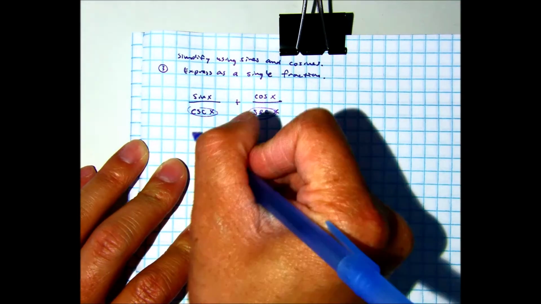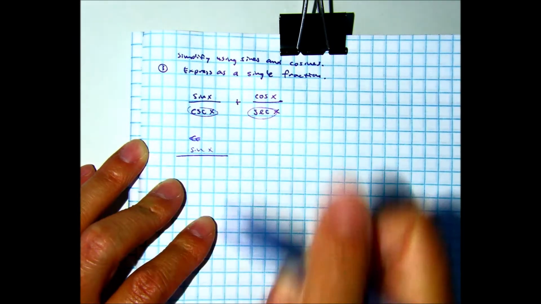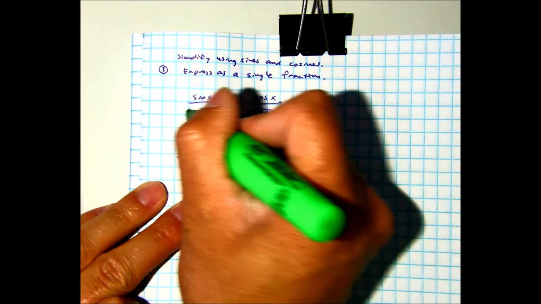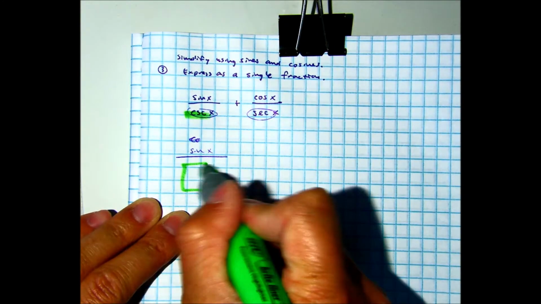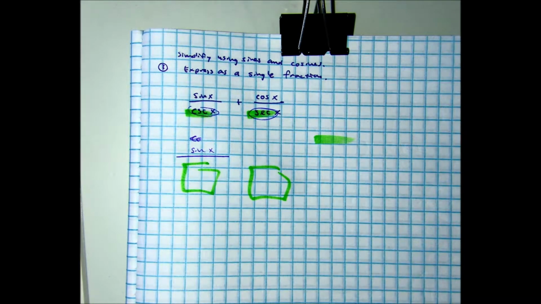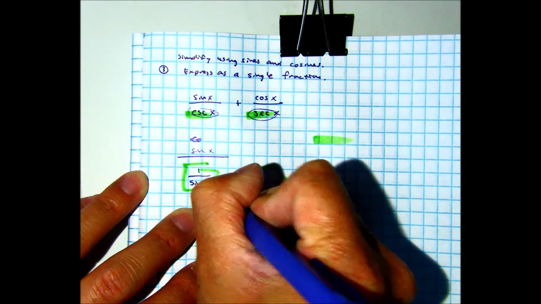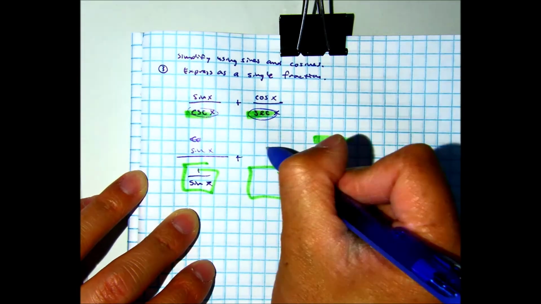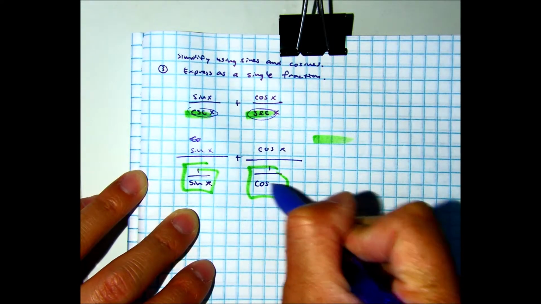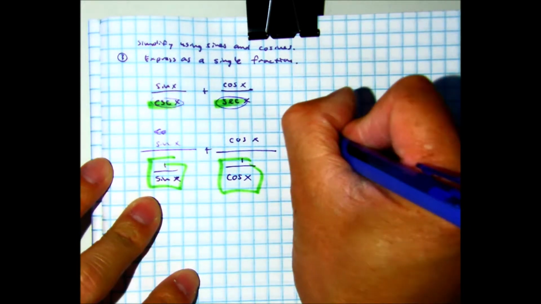Class, what do those turn into? 1 over sine of x, and 1 over sine x, and this one turns into 1 over cosine x. And the green box, which identity basically were we doing here? Reciprocal identity.